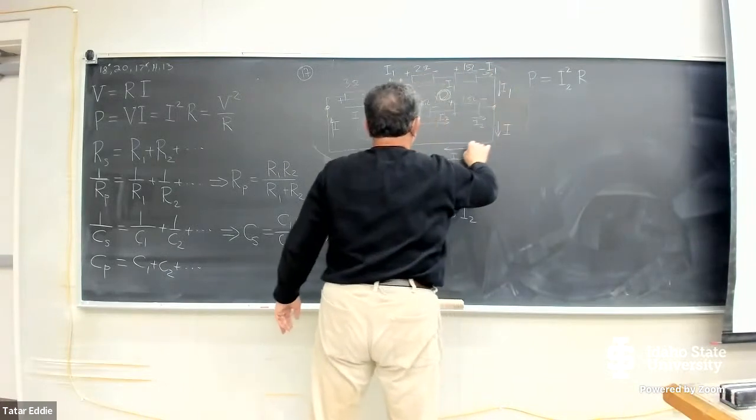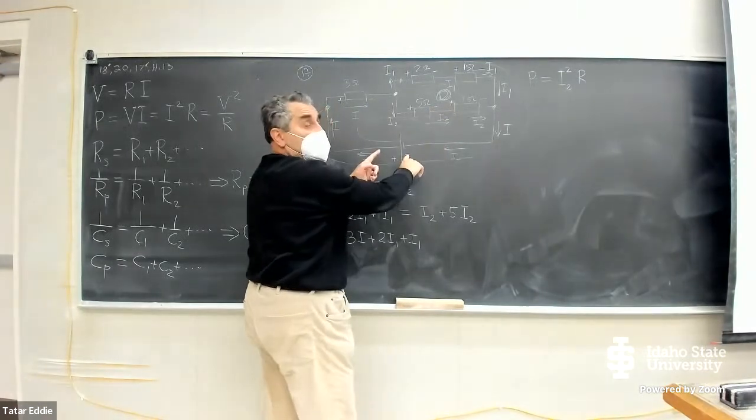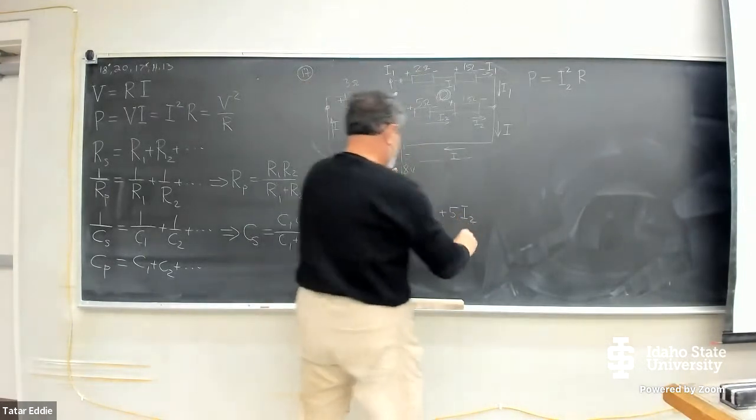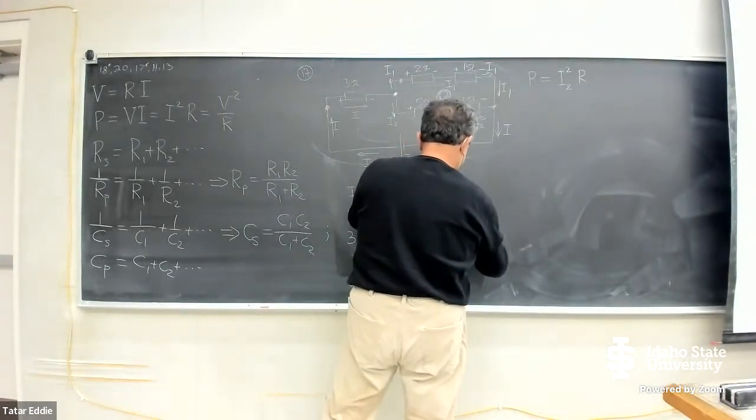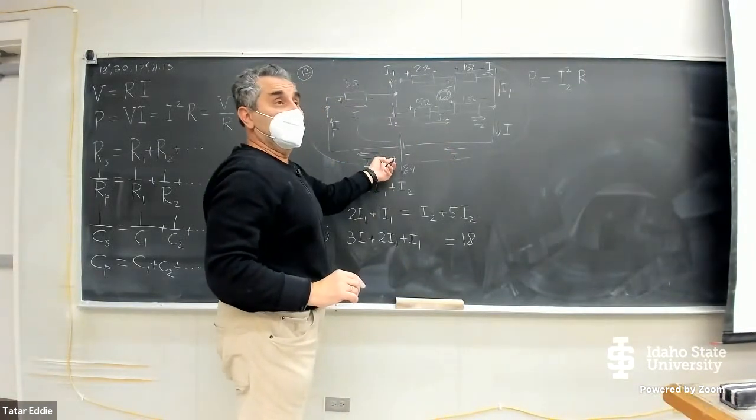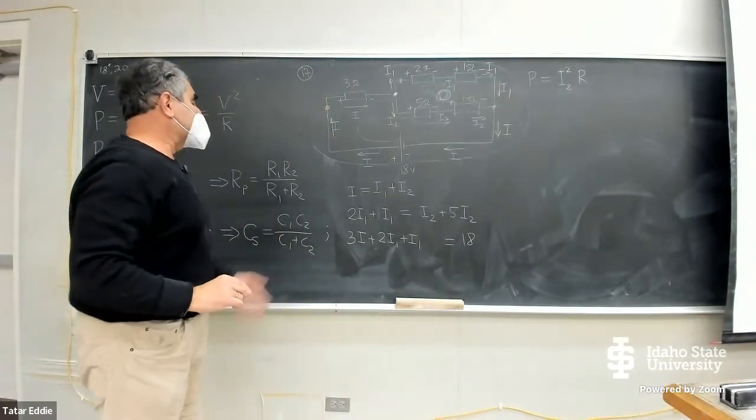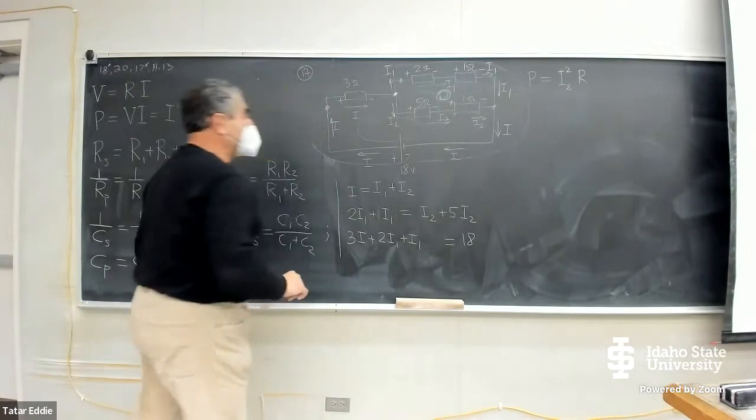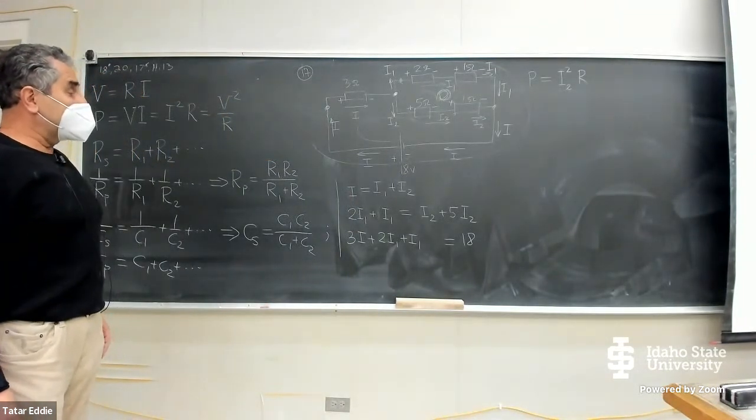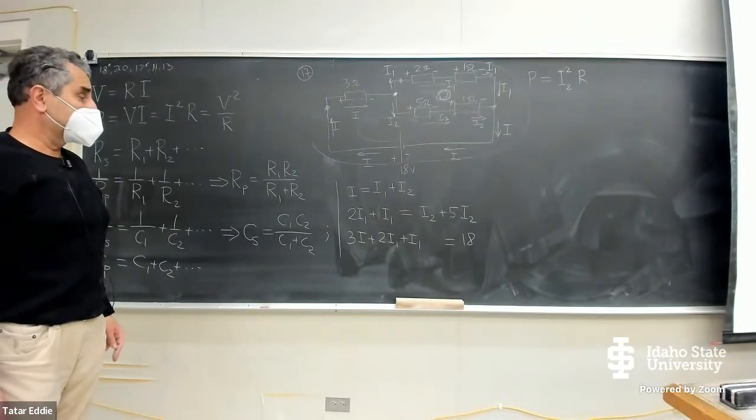I keep going. I encounter the battery. And since I'm going clockwise, I'm going to see a potential rise. So it has to go to the other side of the equation, a potential rise of 18 volts for my version of the problem. And now I'm back to the point that I started. So the system of equations looks like this. From this system of equations, I have to find the value of the current I2.